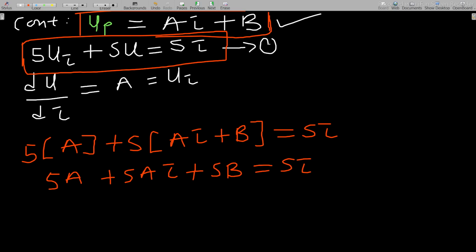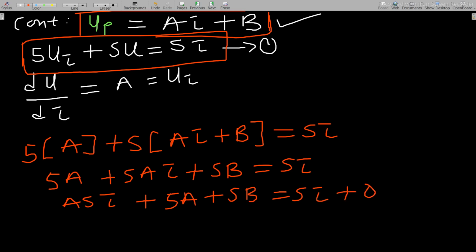Now let me group like terms. I have AS tau plus 5A plus SB should be equal to S tau plus 0. So now you compare coefficients on both sides. The coefficient of tau on the left side is AS, and this should be equal to the coefficient of tau on the right side, and that is S. So quickly divide through by S and you get A is equal to what?